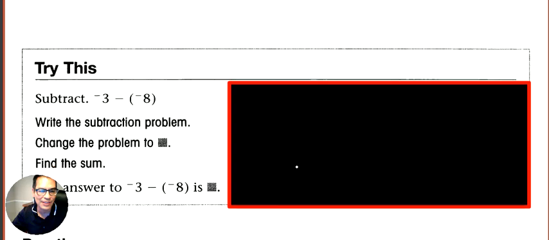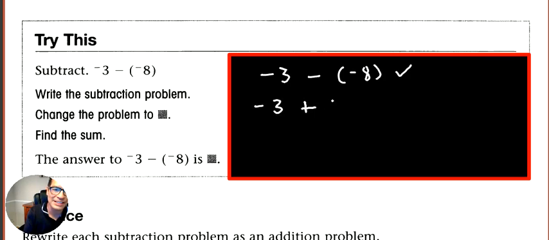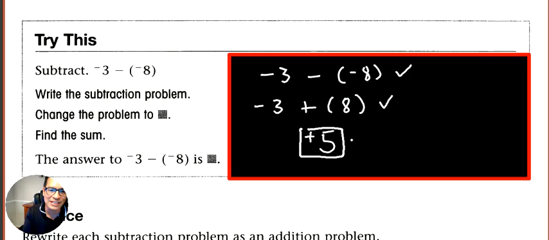All right, let's try this next one here. We have -3 minus -8. So we write the problem. We change the problem to addition: -3 plus the opposite of -8, which is 8. Got it? Now we have 8 minus 3, which is 5. However, we look at the largest integer. The two integers are -3 and 8. 8 is the largest one. It's got a positive sign, so our answer is positive. So the answer to -3 minus -8 is +5.